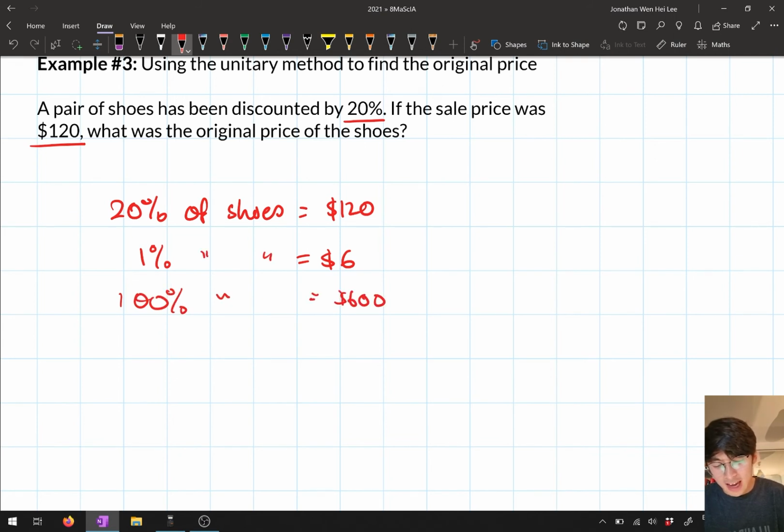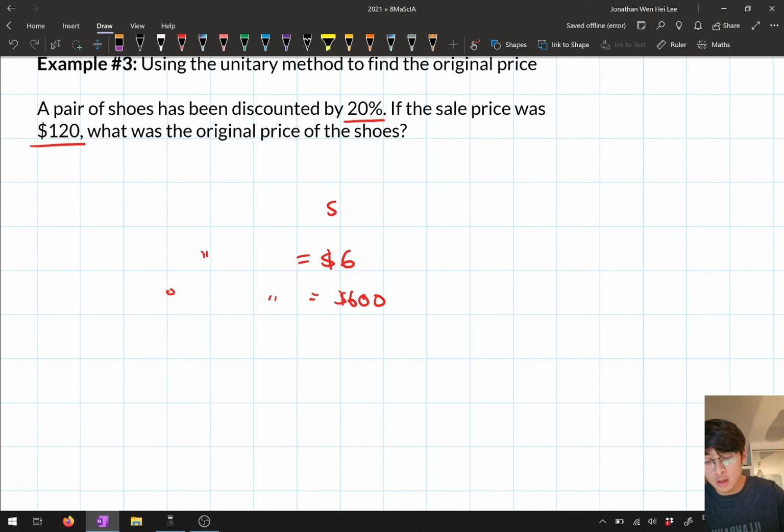Now, if you were to think of it, the world is a little bit of a crazy place now. There are shoes out there which are going for $600, but that doesn't seem very legitimate. If I got 20% off a $600 pair of shoes, that doesn't mean I pay $120. So that means that something has gone wrong.